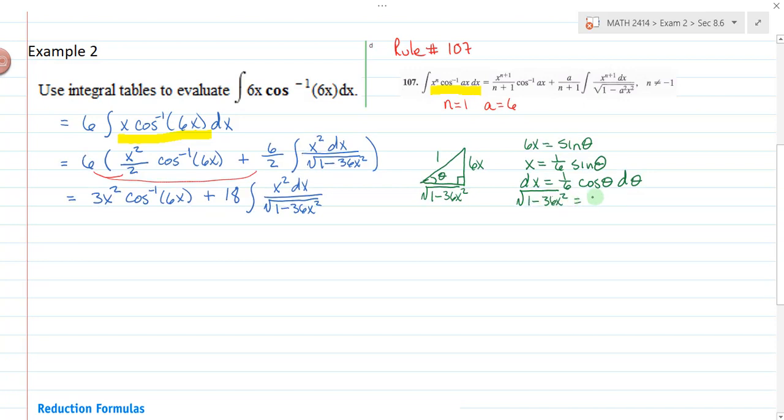Adjacent over hypotenuse is which trig function? Cosine theta. Now I'm ready to rewrite this integral. So this is going to give me 3x squared cosine inverse 6x plus 18 times the integral of, in place of x, I'm going to plug in 1/6 sine theta. That was squared, and then the dx is going to be 1/6 cosine theta d theta all over cosine theta.